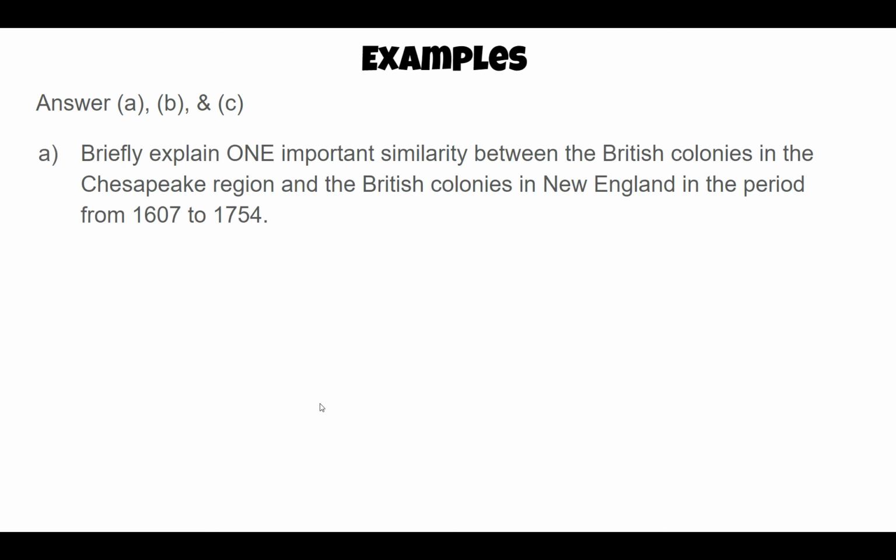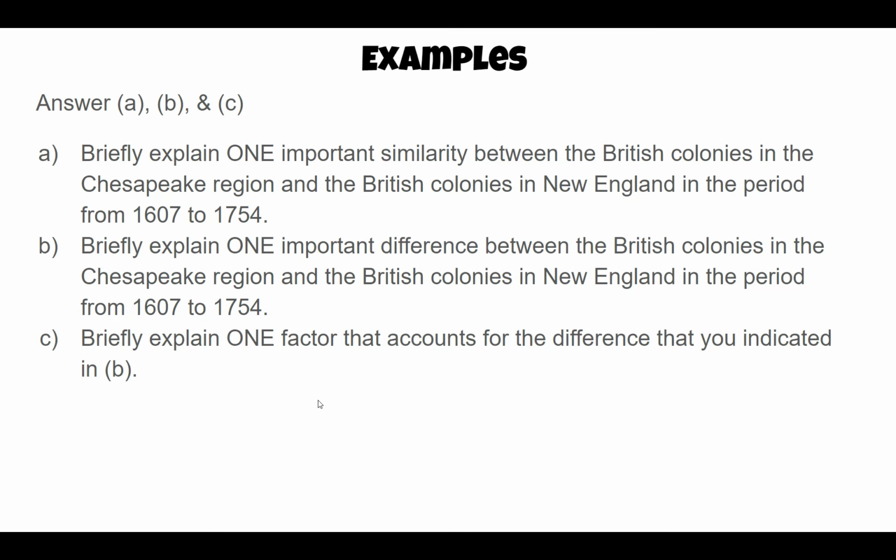This one here is what we would call without stimuli. So you have A, B, and C. This is an example of a short answer question. A says, briefly explain one important similarity between the British colonies in the Chesapeake region and the British colonies in New England in the period from 1607 to 1754. Actually, that's not a typo. I take that back.